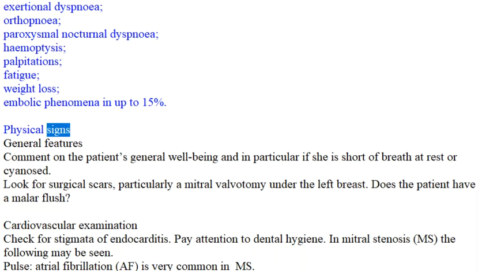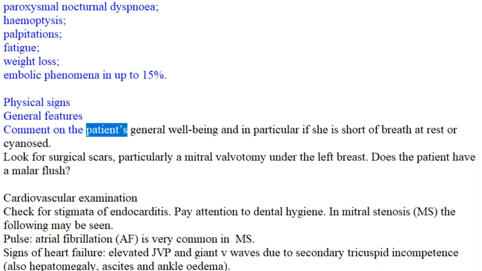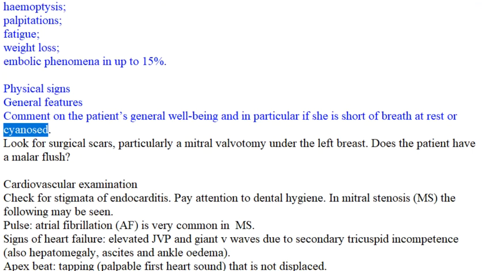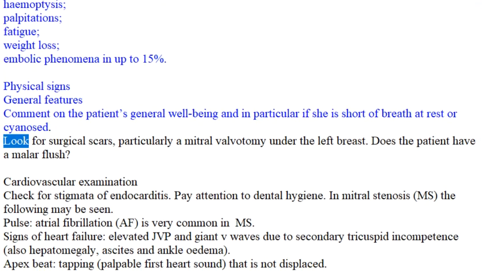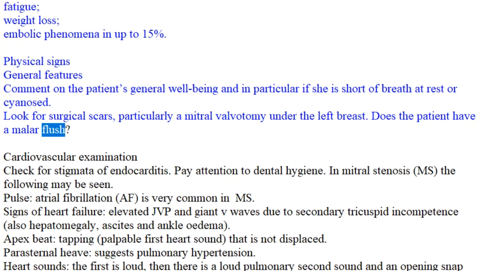Physical signs. General features. Comment on the patient's general well-being and in particular if she is short of breath at rest or cyanosed. Look for surgical scars, particularly a mitral valvotomy under the left breast. Does the patient have a malar flush?